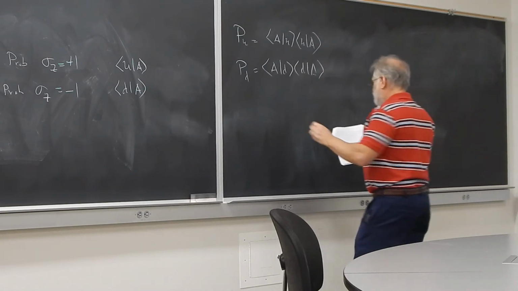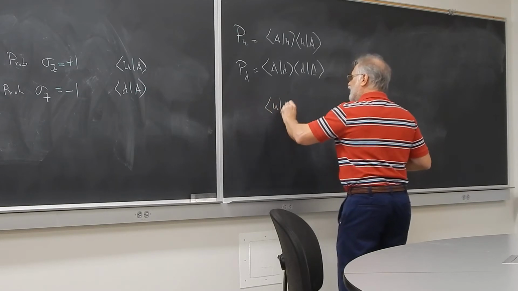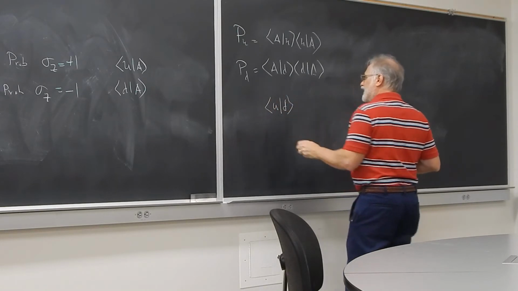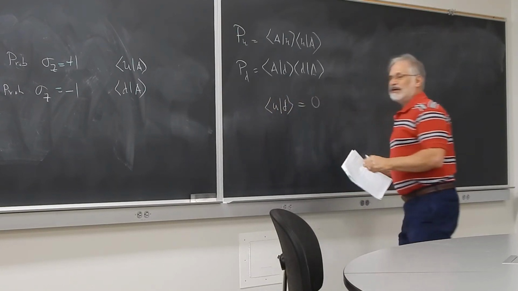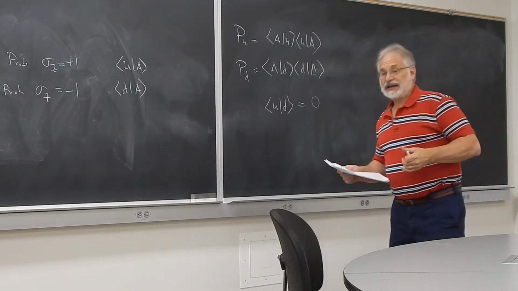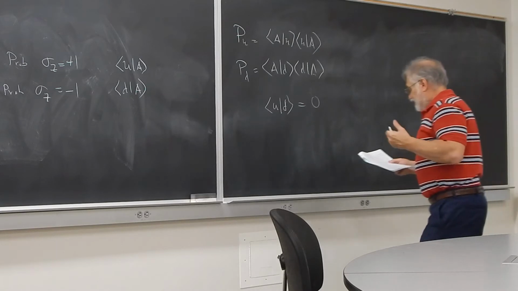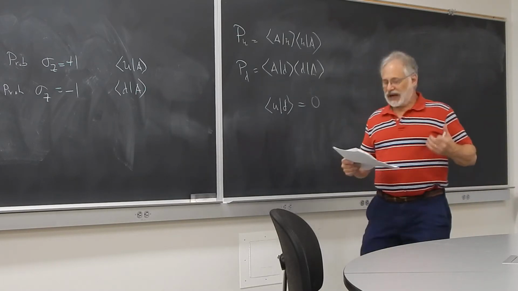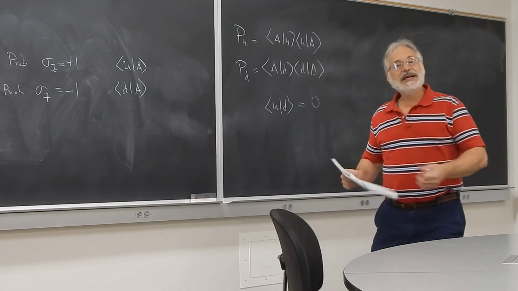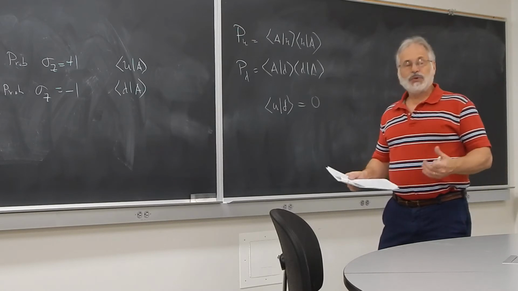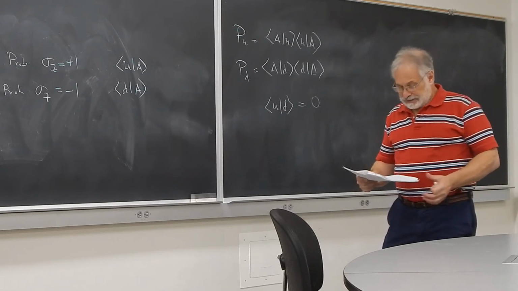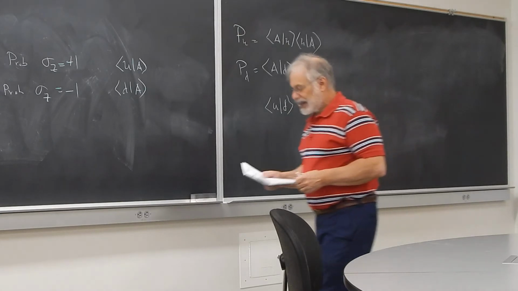Also, just to remind you, the inner product of those two basis vectors, U and D, is always 0. They're all orthogonal, in fact orthonormal, with one another. That is to say, if I prepare a spin in the up state, there's 0 probability that it will be detected in the down state, and vice versa.